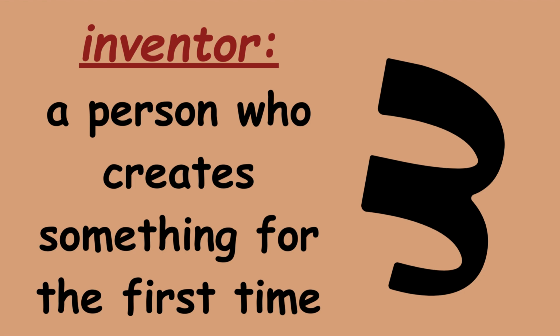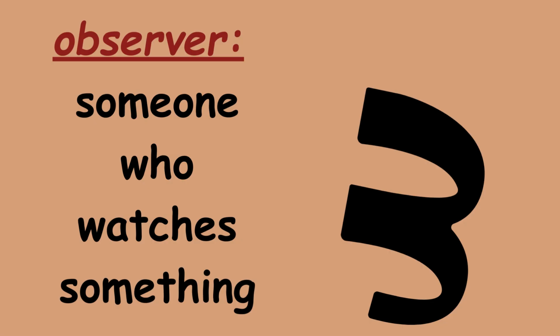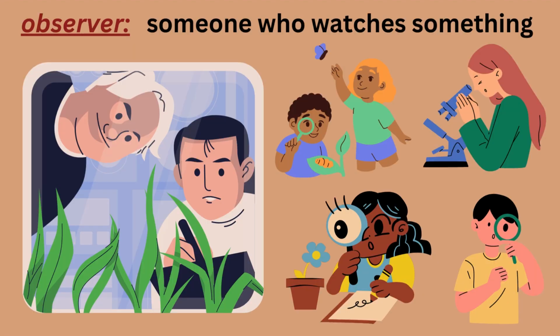Inventor, a person who creates something for the first time. Inventor, did you know that Alberto Santos-Dumont was the inventor of the first airplane? Observer, someone who watches something. Observer, our teacher asked us to be an observer to things we found in the classroom.